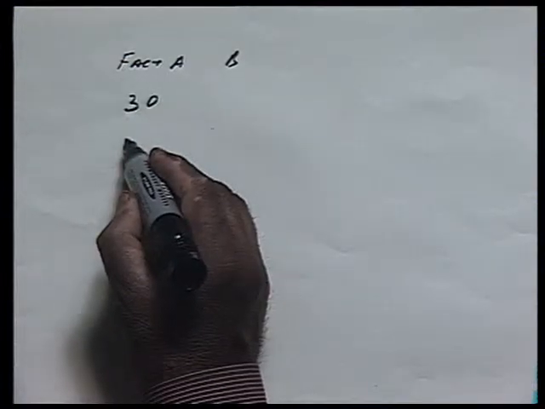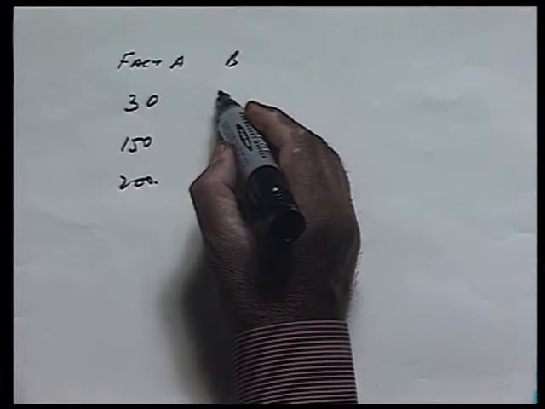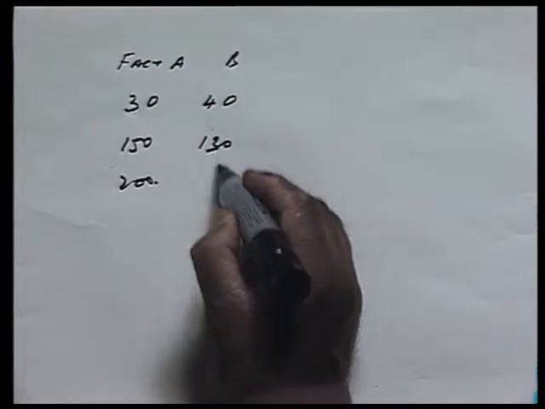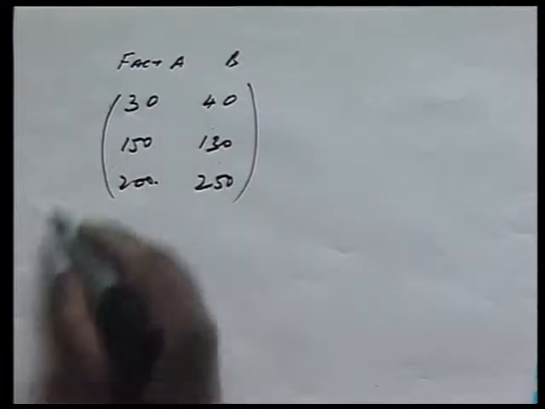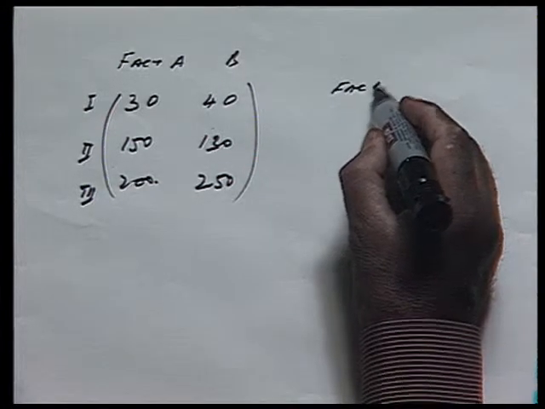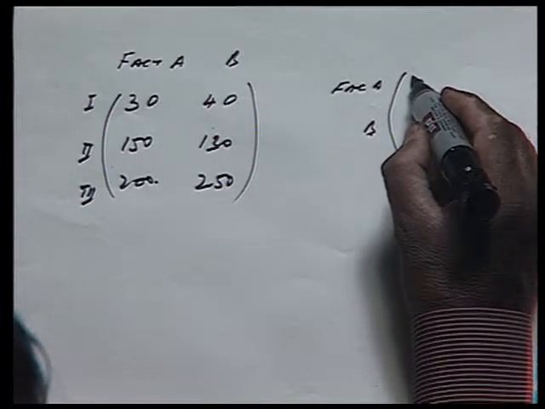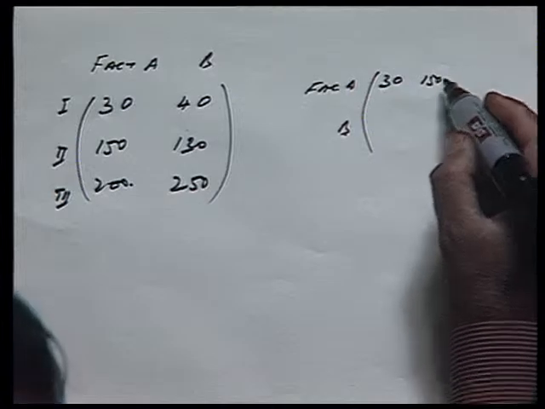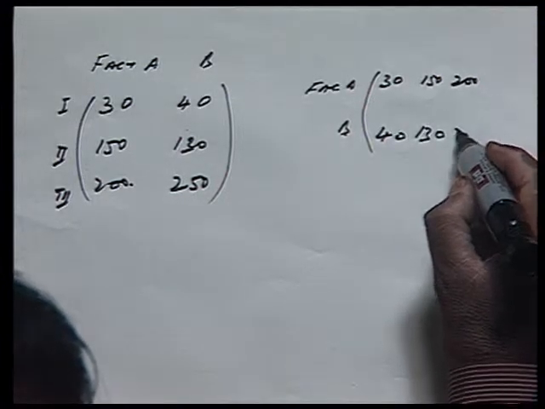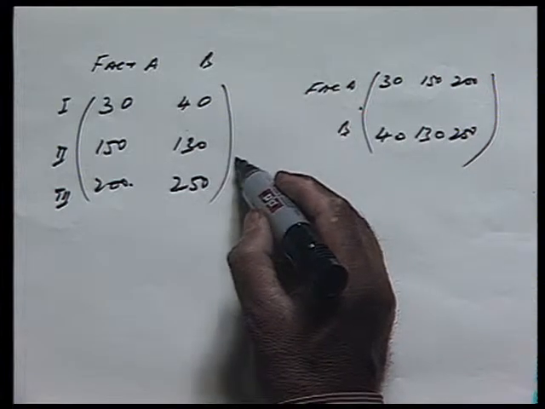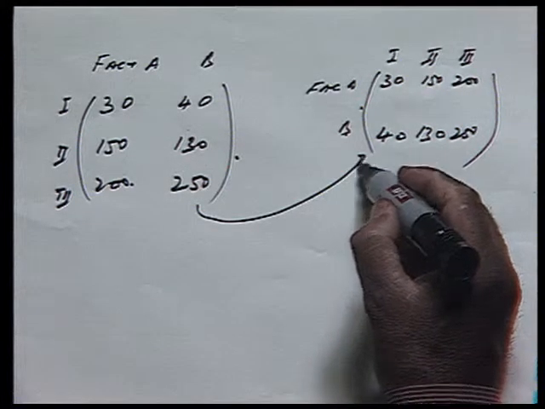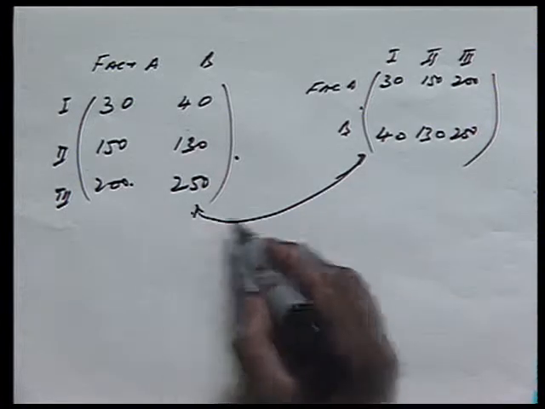30, 150, 200. Now, there are 3 items I am considering, and then I put down here 40, 130, 250. This is item 1, item 2, item 3. We have seen already this information in case of factory A and factory B being written as 30, 150, and then 200, and this as 40, 130 and 250. This information and this information are the same, but the representation is different. Means this information from here and this information from here has been transposed.